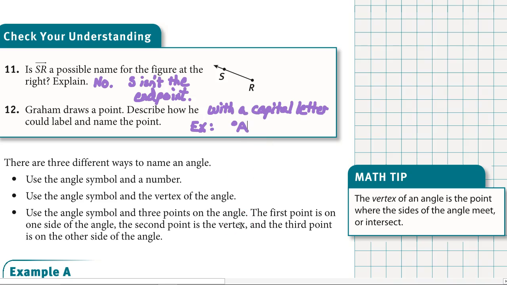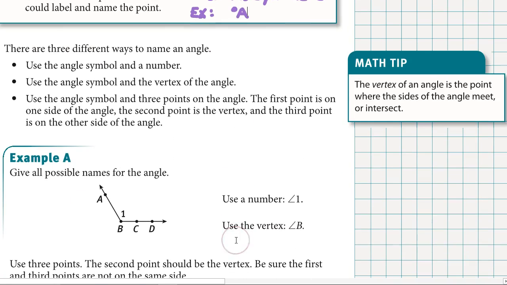Going on, there are 3 different ways to name an angle. You can use the angle symbol and a number, for example, angle 1. You can use the angle symbol and the vertex of an angle, for example, angle X, if X was the vertex point.